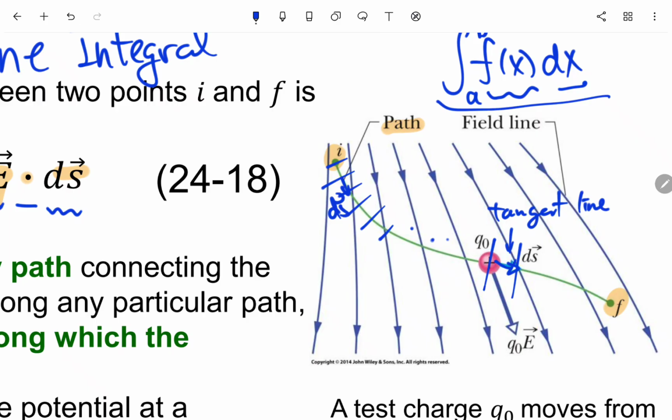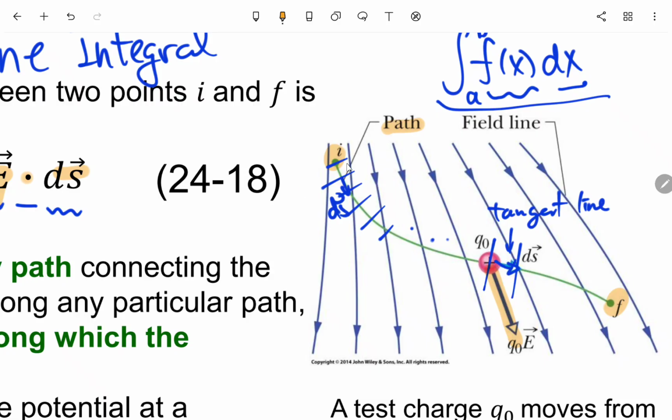So this is the ds, and of course for every point we have the E field. For instance, this is the E field. For this part we can calculate E dot ds at this point. So E dot ds becomes a scalar.